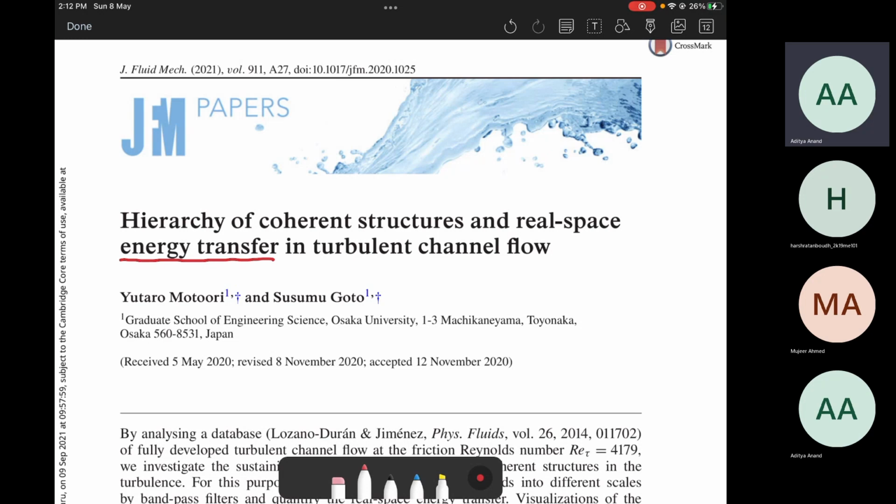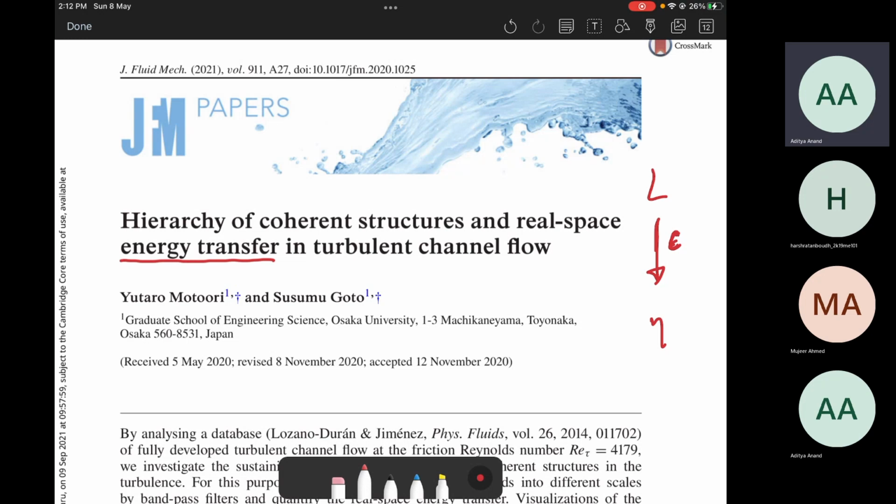Okay, so if you remember, I had told you about the scales that are present in the flow, and the turbulent energy is produced at the large scales and dissipated at small scales. Okay, so there is an energy transfer from these large scales to smaller ones. So this paper actually studies this energy transfer from the large to smaller ones.